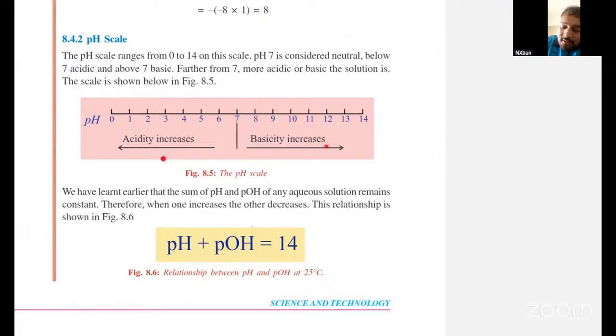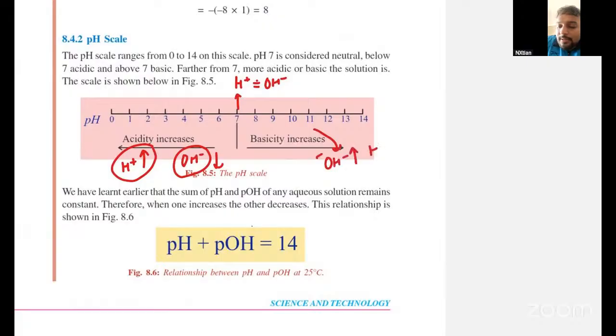So here the H plus concentration is high and the OH minus concentration is low. At 7, the H plus concentration is equal to the OH minus concentration. And now in the basic phase, the OH minus concentration is high and the H plus concentration is low. Okay? Yes or no?